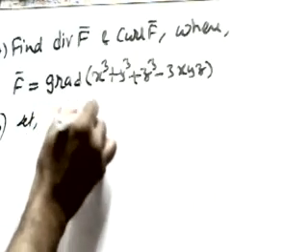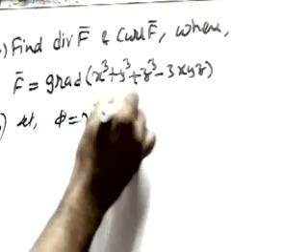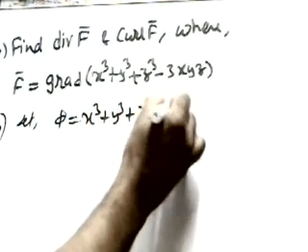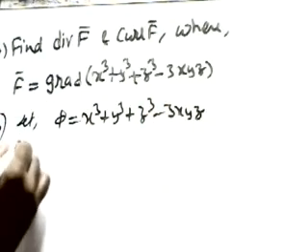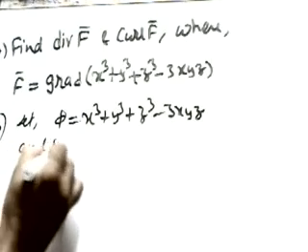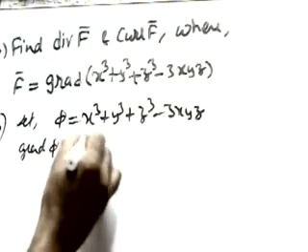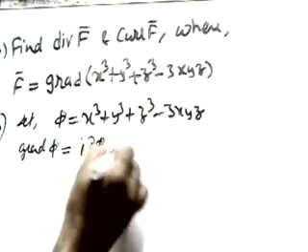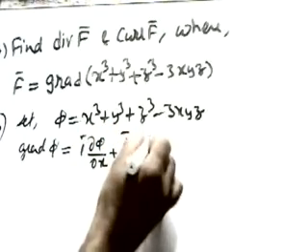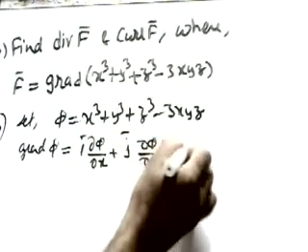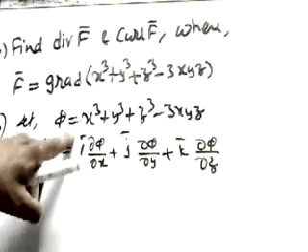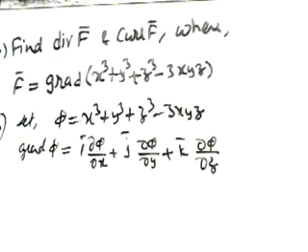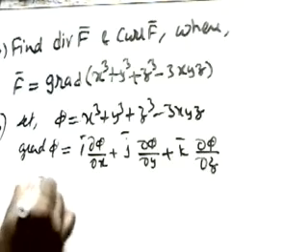Let me suppose like this, let phi equals x cube plus y cube plus z cube minus 3xyz. So we have to find the gradient of phi. Its formula is i dou phi by dou x plus j dou phi by dou y plus k dou phi by dou z. So let me first find this, then this will be capital F.